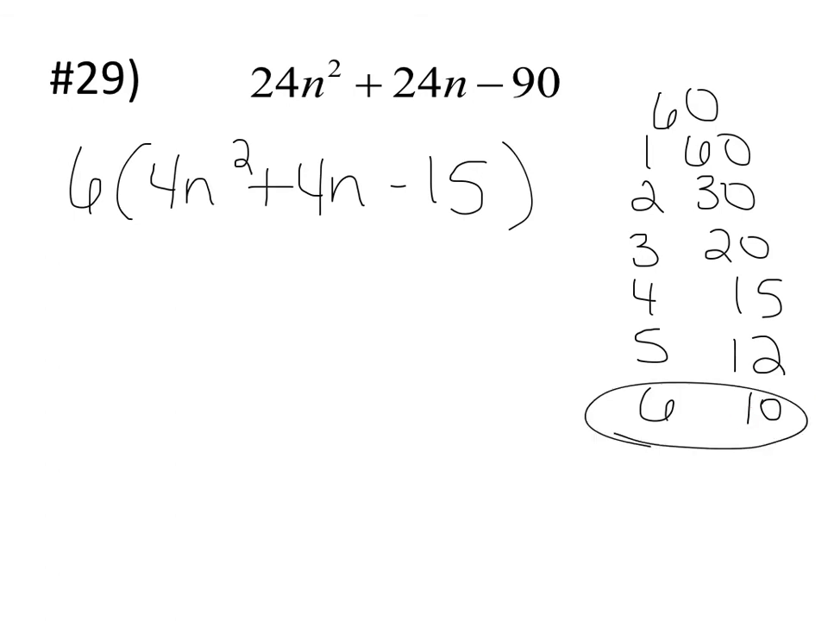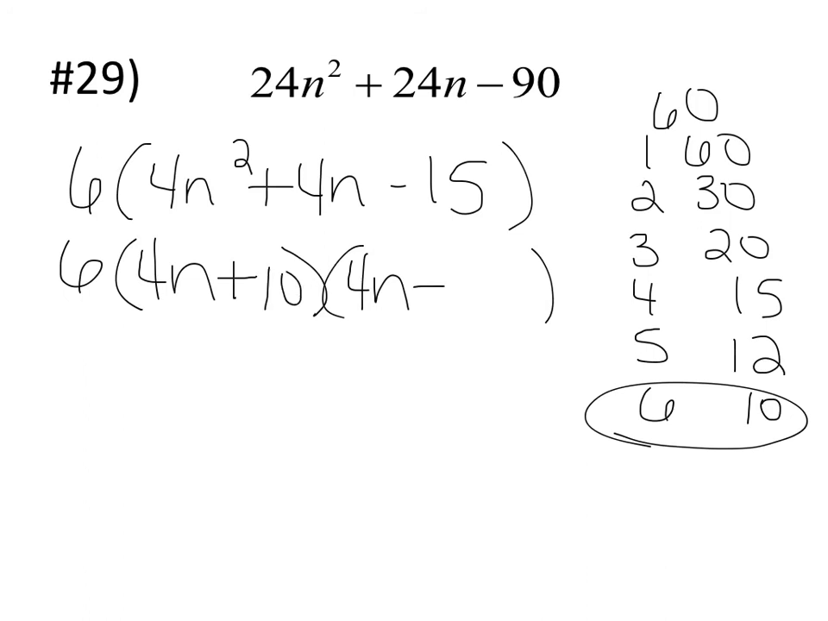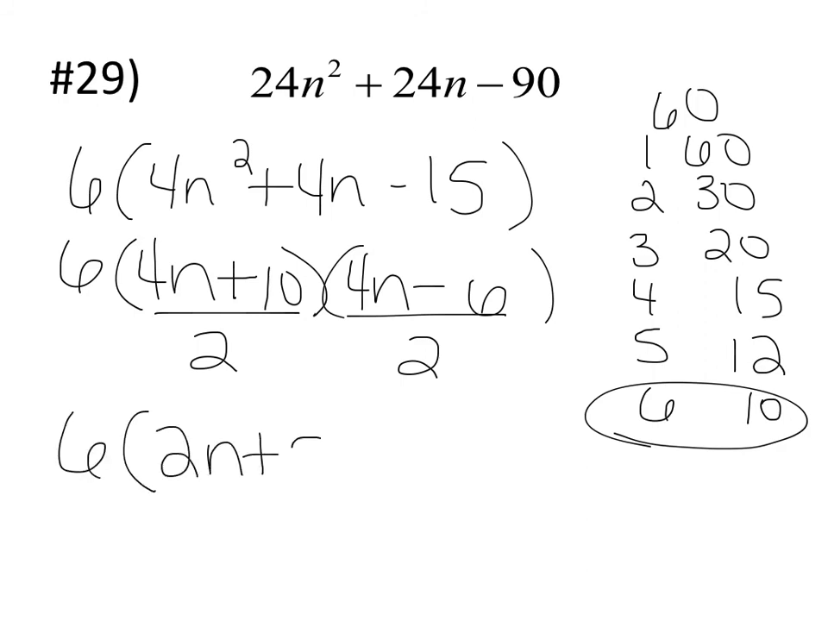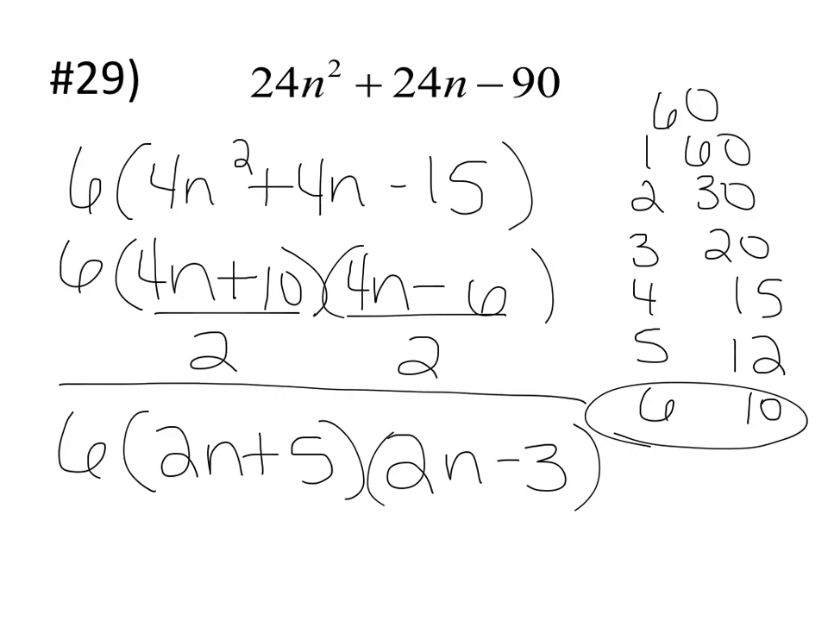So 6 and 10 are what's going to give me 4, so keep your 6 out front, and then build your houses. Need a 4n here and a 4n here. And then always keep your first sign. If your first sign is positive, you keep your second sign. Larger number goes first. Both of these are divisible by 2. So this becomes 2n plus 5, and this becomes 2n minus 3. So let's verify. 4n squared minus 6n plus 10n gives me 4n, minus 15, and then distribute the 6. So this is correct.